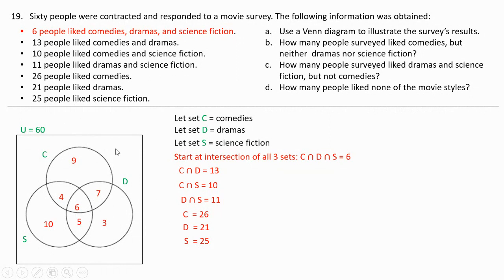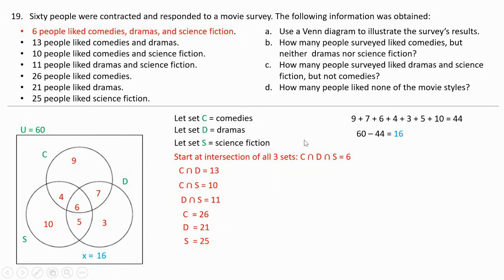Now finally, we have to find out what's outside of the sets, but it's inside the Venn diagram, right? So we have to find X. How many people are not in C, D, or S? So we get the total of all these, which is 9 plus 7 plus 6 plus 4 plus 3 plus 5 plus 10, right? Equals 44. And there were 60 total, so we subtract 44 from 60, which will give us 16. So X equals 16.